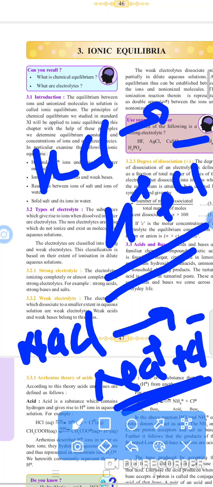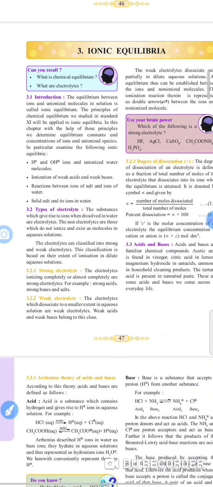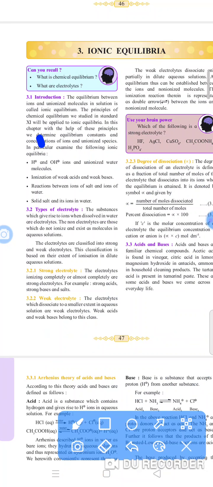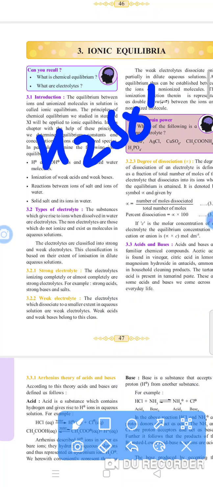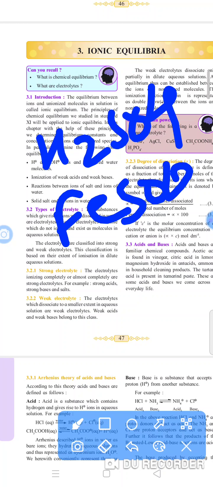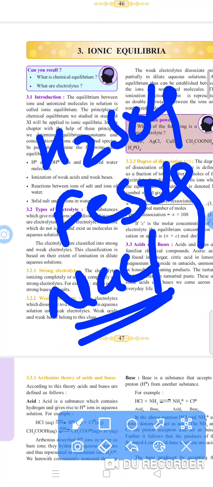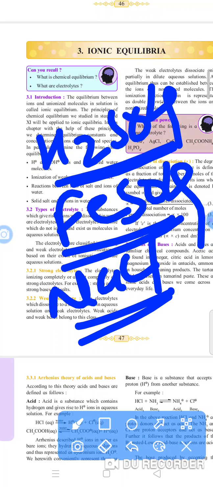For example, HCl is an electrolyte, NaCl is an electrolyte. For example, H2SO4 is an electrolyte. For example, FeSO4 is an electrolyte, because these substances give rise to ions when dissolved in water. Therefore they are called electrolytes.